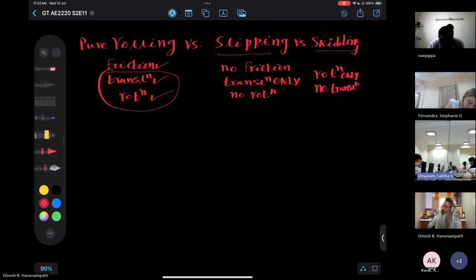Can I, sir? Yes, please go ahead. Pure rolling is when the contact point is not changing at all. The point of contact between two surfaces is not changing at all.